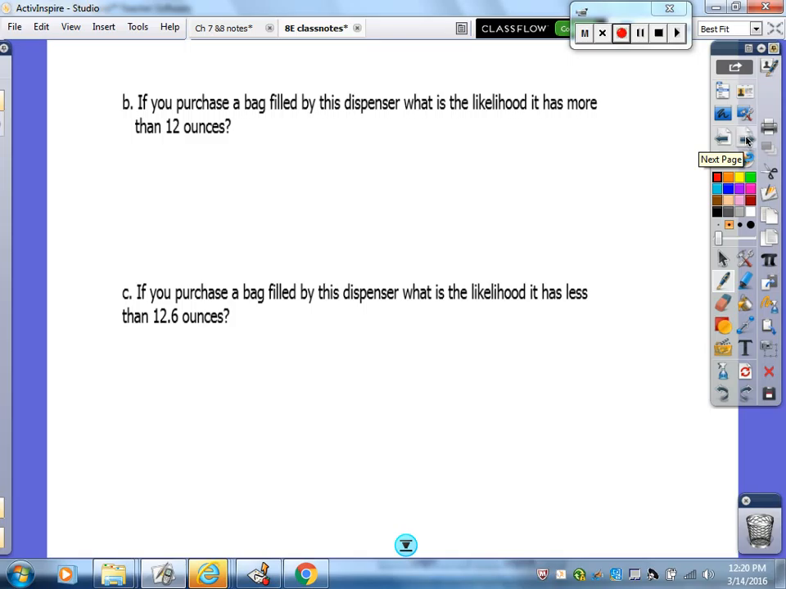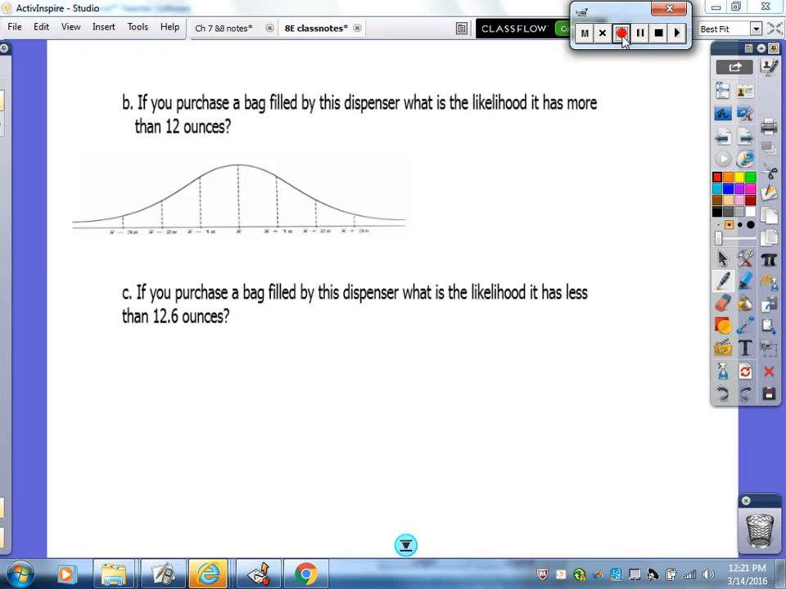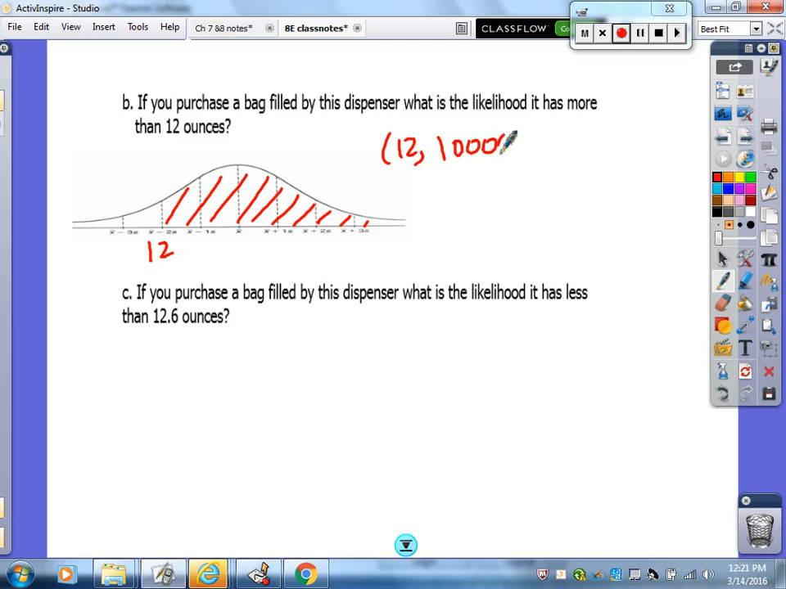Let's go back. This time I want more than 12 ounces. From our previous one, we know that 12 is here. So I want more than 12 ounces, so I'm looking for this area under the curve. The lower bound is going to be 12. For my upper bound, I want some big positive number, and then the mean and standard deviation. Like I said, you don't have to memorize this because the calculator tells you what it needs.